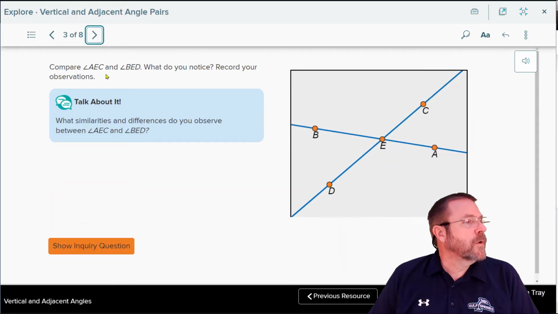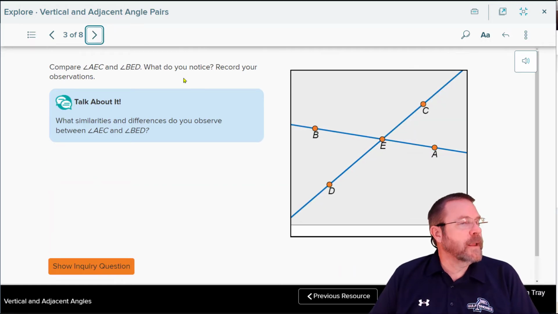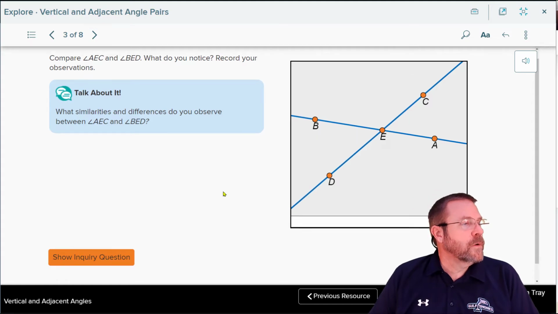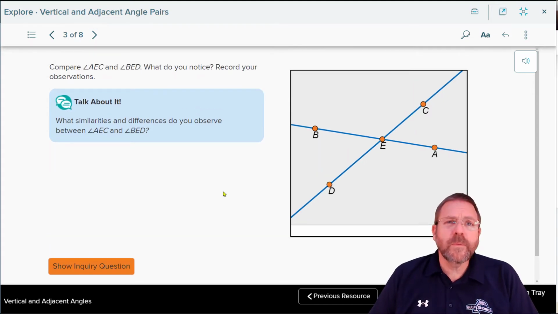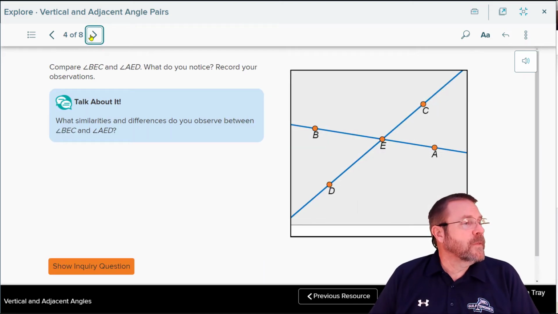Now if we keep moving on, we're going to compare angle AEC and angle BED here, this angle here. And what do you notice? Well, what I notice is those two look to be the same exact size angle. And they are, in fact, going to be the same exact size angle. Same thing if you were to compare angle BEC right here and angle AED right here. These two angles also appear to be the same exact size angle.